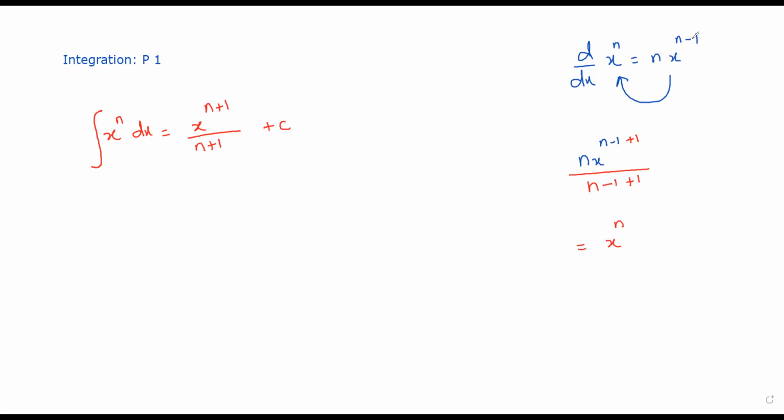So guys, look at this. This is your power at the moment. So you add 1 into it, and then you add 1 into it. So what happens? You get your x raised to power n back. So this integration is a reverse process of differentiation. So now you just forget this differentiation and now focus on this integration.